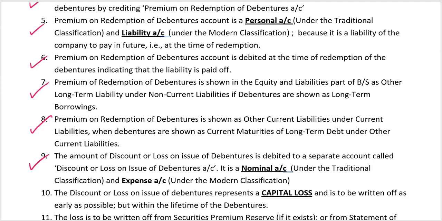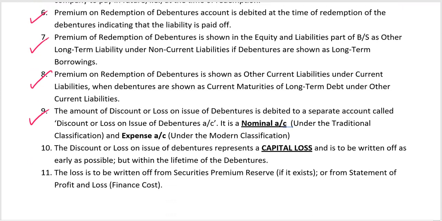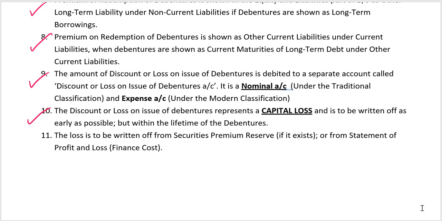The amount of discount or loss on issue of debentures is debited to a separate account called discount or loss on issue of debentures account. This account is a nominal account under the traditional classification and expense account under the modern classification. The discount or loss on issue of debentures represents a capital loss and it is to be written off as early as possible but within the lifetime of the debentures. The loss is to be written off from securities premium reserve if it exists or from statement of profit and loss finance cost.